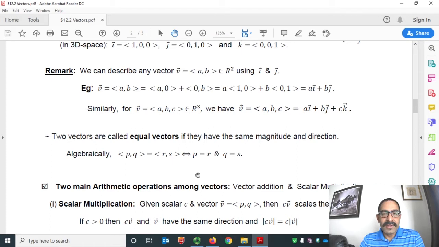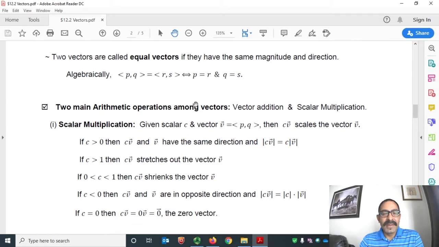Similarly, in 3 dimensions, first to first, second to second, third to third. Great. Next, the 2 main arithmetic operations among vectors are vector addition and scalar multiplication. Scalar multiplication: given a scalar C and a vector V equals P, Q, then CV scales the vector V.